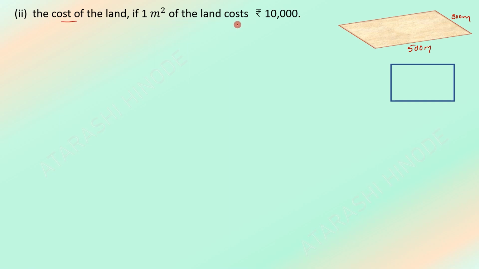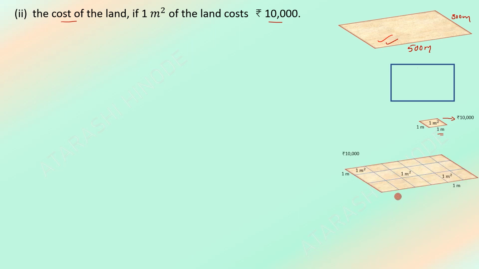Going to the second part, we have to find the cost of the land if 1 meter square of the land costs rupees 10,000. 1 meter square land means a square land with side 1 meter, and it is given for this 1 meter square land the cost is rupees 10,000. Here we have to find the cost for this entire land. So if we divide this land like this, total area of this land will be sum of the areas of these 1 meter square lands, and total cost will be sum of the costs of all these lands.